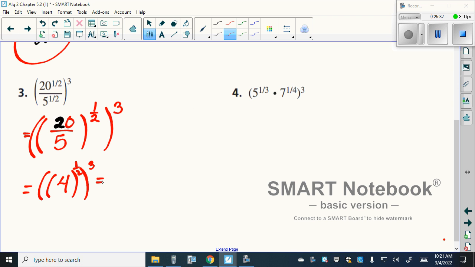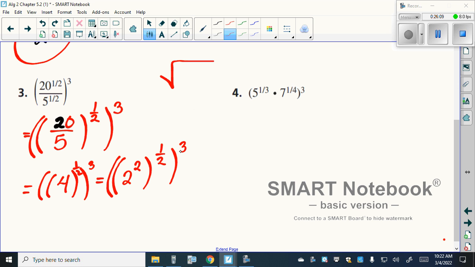Now, this one here will actually give us a whole number. Because what we're looking at here is 4 to the 1/2 to the 3rd, yes? We know that 1/2 is the same as what radical? Our square root, yes? So we're really saying the square root of 4, which is 2. Another way we could see this is saying that 4 is our 2 squared to the 1/2 to the 3rd.